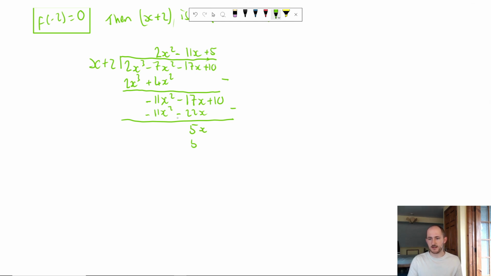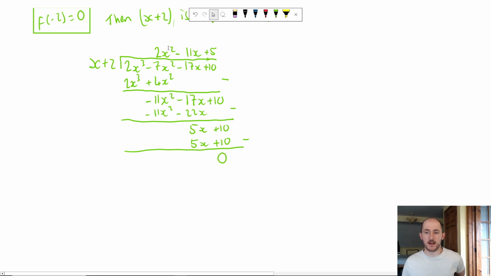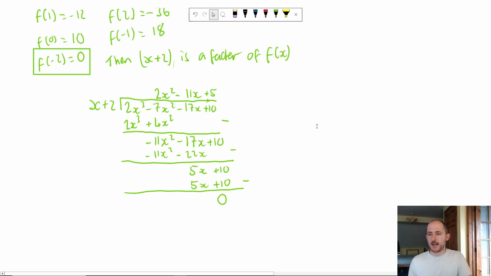Then times it by x again. Oh, I've got the plus 10 over here. And then that'll be 5 times 2 is 10. So as you can see, we get 0 because we should get 0, right? We know that x plus 2 divides into this expression perfectly, so our remainder has to be 0, otherwise we've done something wrong.